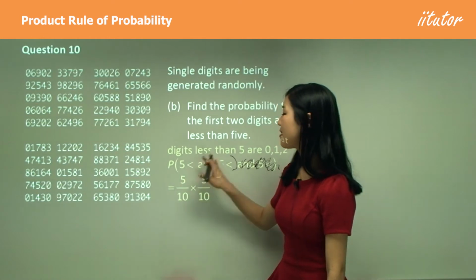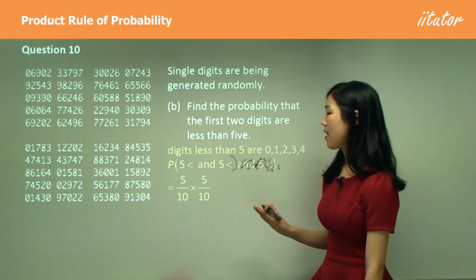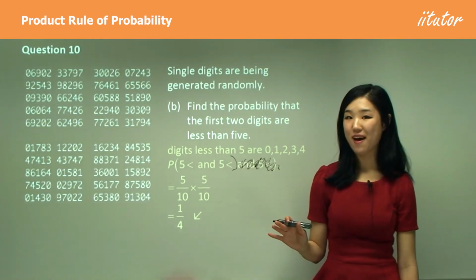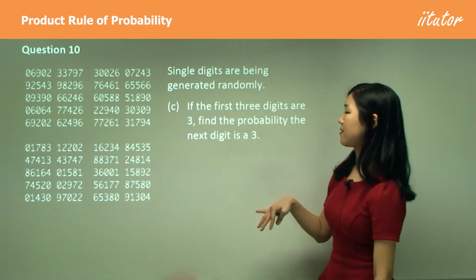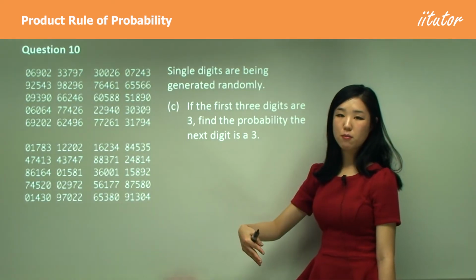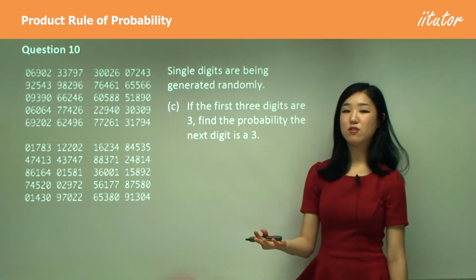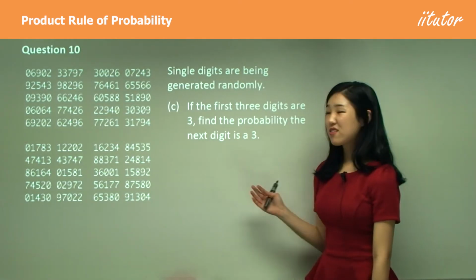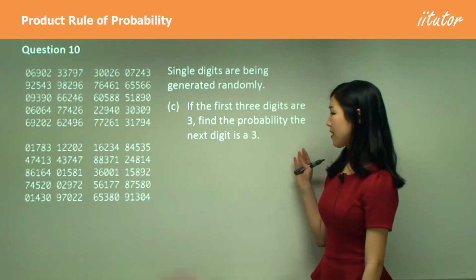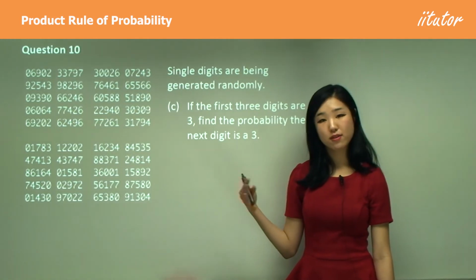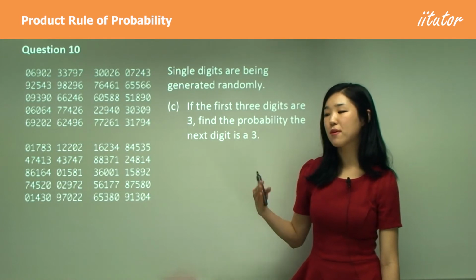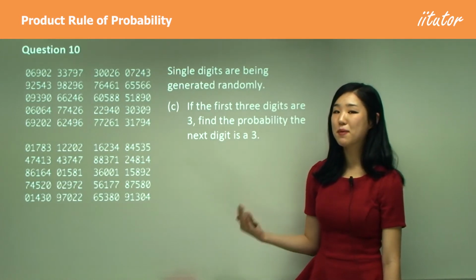And because it's this and this, we multiply. And you should get 1 on 4 if you simplify it. Find the probability that the next digit is a 3. The first 3 numbers were already 3, but we want to find the probability that the next digit is a 3 as well. Does it matter what the previous numbers were? Does the next number depend on what the previous numbers were? No, all the digits are independent of each other.